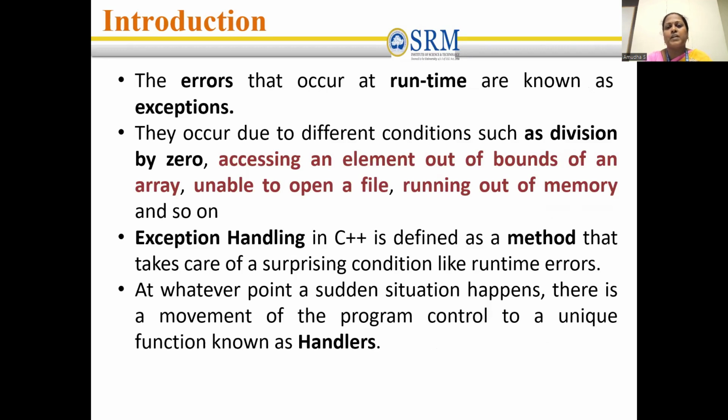These errors happen due to different scenarios, so we need a certain mechanism to handle such errors or unusual conditions. Exception handling in C++ is defined as a method that takes care of surprising conditions like runtime errors. It is a concept applied in C++ code to identify the unusual condition. If that unusual condition happens, it tells what error is coming and how to handle that error. All such things are defined in exception handling.